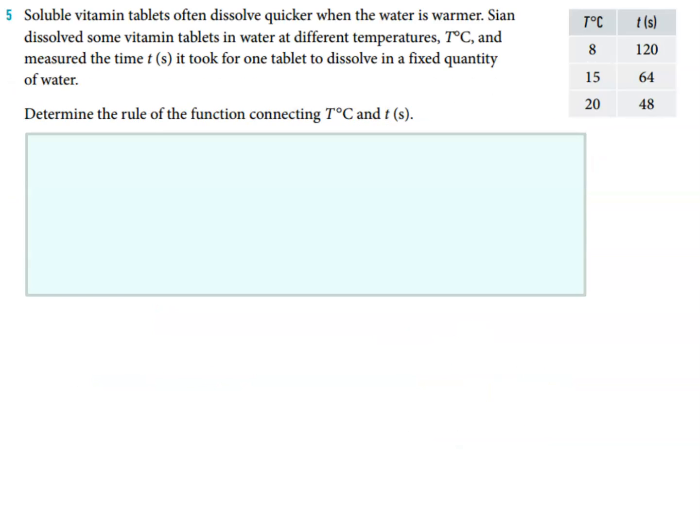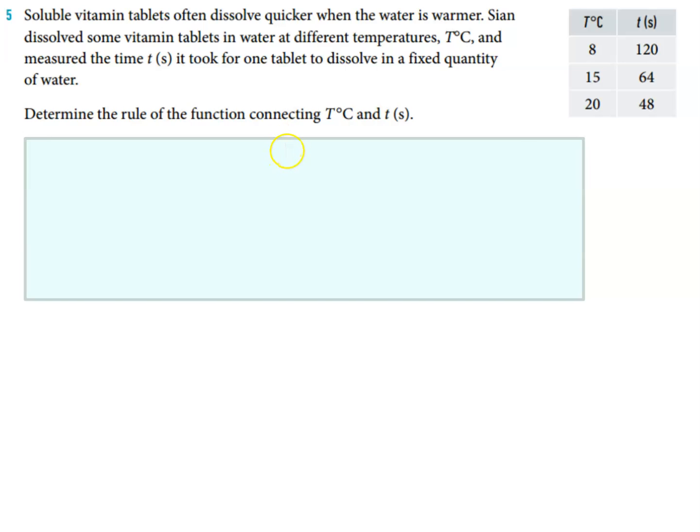Question 5 from the textbook. Soluble vitamin tablets often dissolve quicker when the water is warmer. Sean dissolved some vitamin tablets in water at different temperatures, T degrees Celsius, and measured the time in seconds it took for one tablet to dissolve in a fixed quantity of water. Determine the rule of the function connecting capital T and lowercase t. So again, stop and have a go at this yourself, and then restart once you think you have the answer.